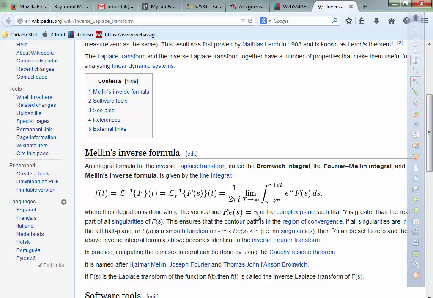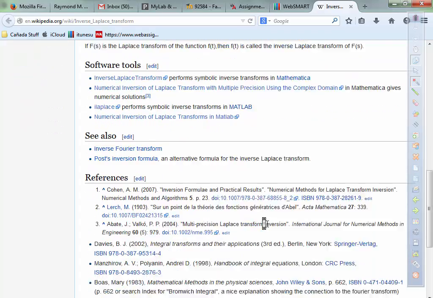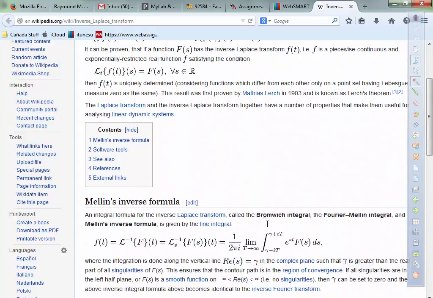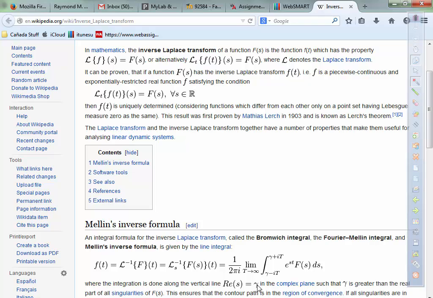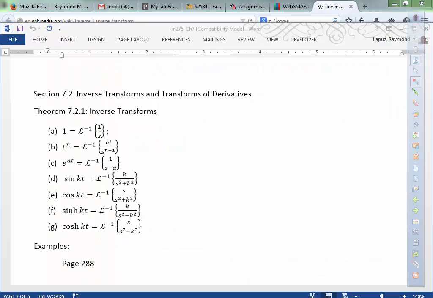What's gamma? Anyways. Oh, look, their Laplace transform L is the same as mine. It's still not the right one. In all the books, it's always that script L. Okay.